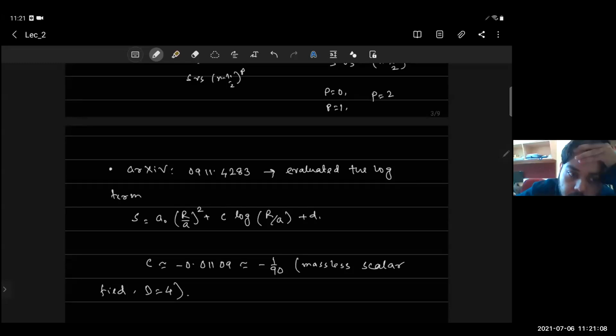Suppose in this formula you take a0 times R over a, whole squared, plus c log of R over a. For the sake of argument, if you take R to be large, then the first term will dominate and you'll see the area law. That I can understand. But if you come to smaller and smaller R, then you'll find this log behavior also, right? Similarly, if you have other polynomials, those will also show up. Correct. That's what I mean.